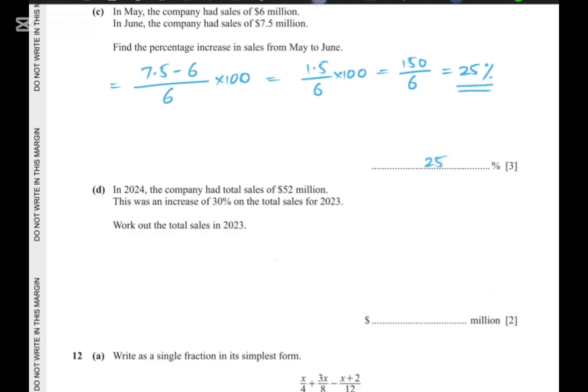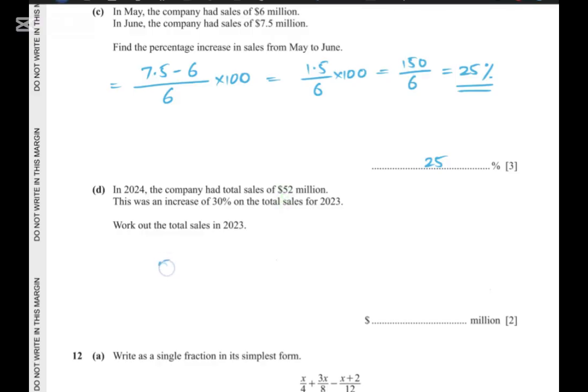Question number D. In 2024, the company had total sales of $52 million. This was an increase of 30% on total sales for 2023. So the 30% increase, the amount is this one in 2024. To find out the total sales in the previous year, that is 2023, we have to take this amount and multiply with the reciprocal of 130 by 100, because 30% plus 100% will be 52 million. So here this has to be reduced.